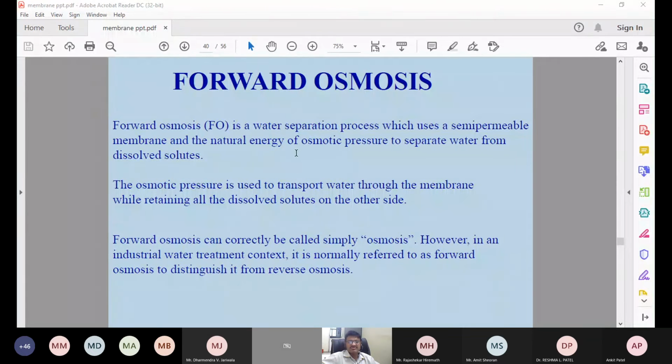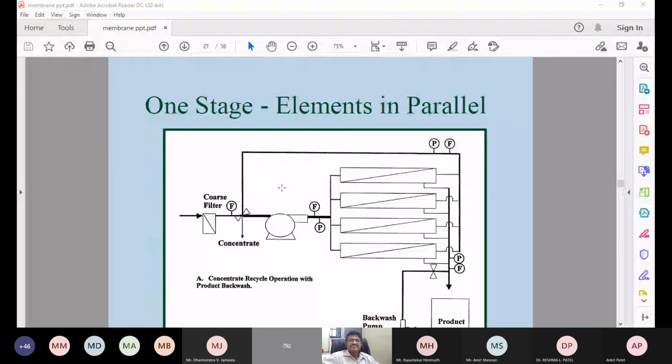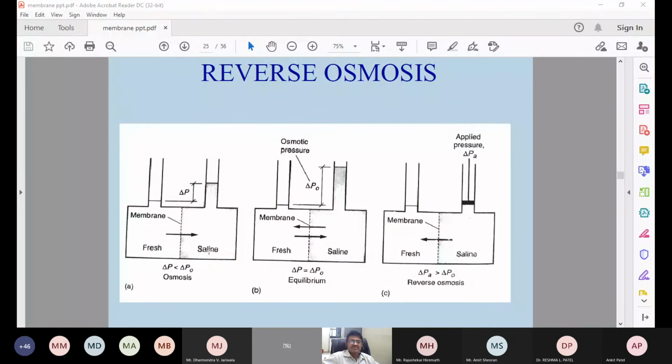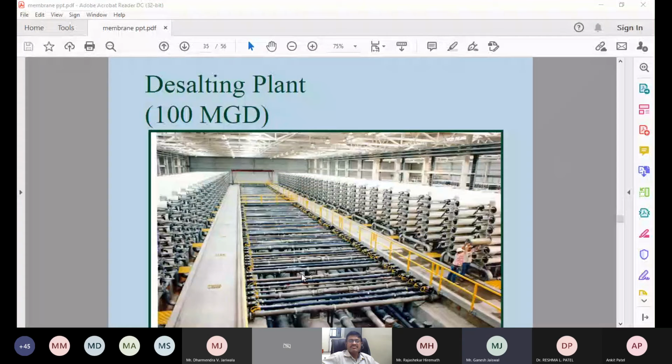What is happening in osmosis? In osmosis, it is from lower to higher concentration. Okay, we have seen it. This is osmosis, so from fresh to saline it is going. And this is reverse osmosis. Here we are applying pressure, so water is going like this. So forward osmosis is this process. Forward osmosis is like this.